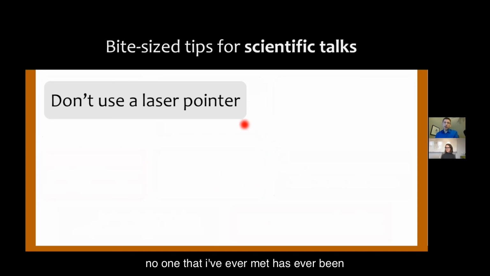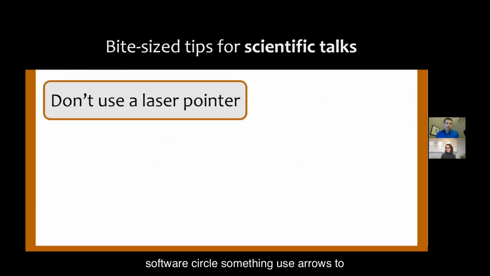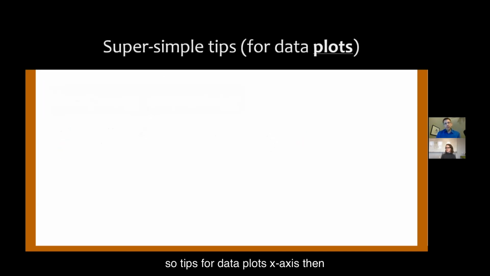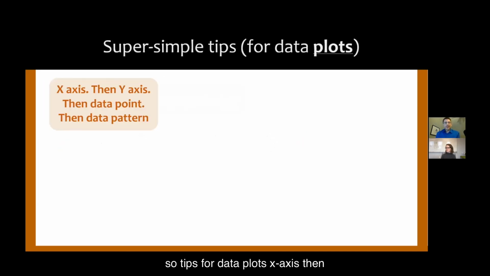No one that I've ever met has ever been good at controlling a laser pointer. Instead, use the tools that are available in your software. Circle something, use arrows to point at something. It's going to be a lot easier for people to know what to look at. Plus, you might not even have access to a laser pointer. So tips for data plots: x-axis, then y-axis, one data point, then the whole data pattern. For most plots, that's a really good investment of time.